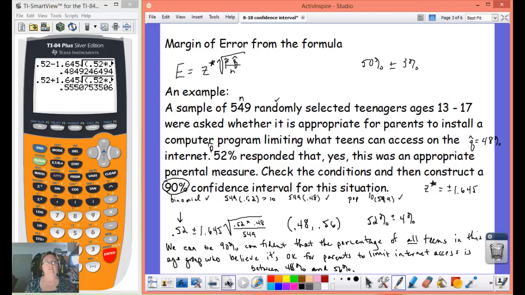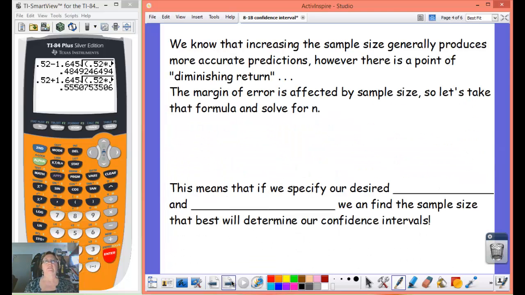All right, let's go on and talk just a little bit about some technicalities. You know that if you increase the sample size, you'll generally get a more accurate prediction. That's what the central limit theorem says. However, there is a point of diminishing return, folks. That is a place where your sample size is so large it's not affecting your interval anymore. That margin of error, folks, is affected by sample size. So I'd like to have you think about that.